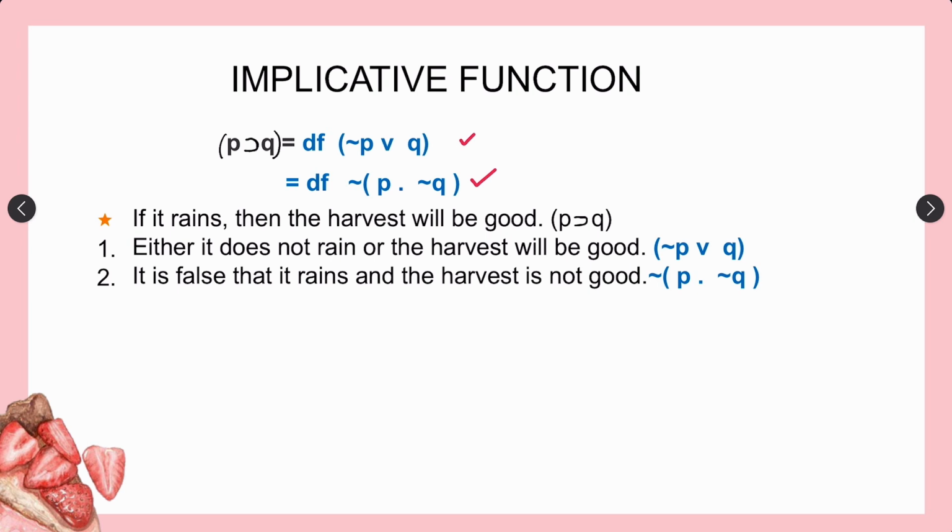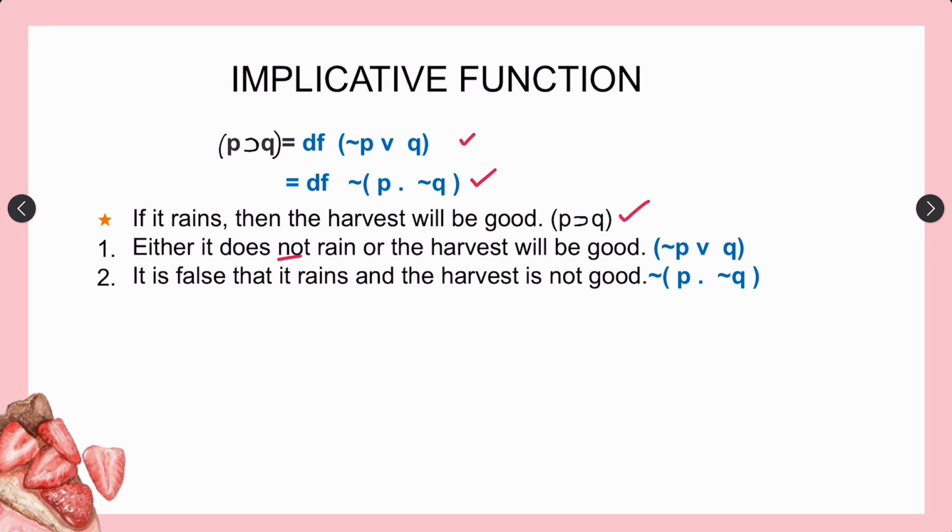So next part is if it rains then the harvest will be good. So again this can be written in the form of P horseshoe Q. So either it does not rain or the harvest will be good. So again it is negation of P wedge Q, and it is false that it rains and harvest is not good. So again in the form of dot.